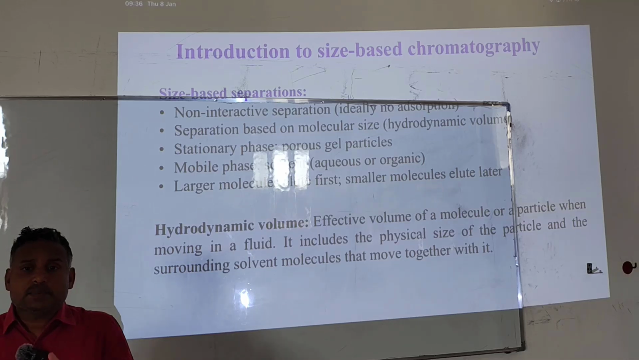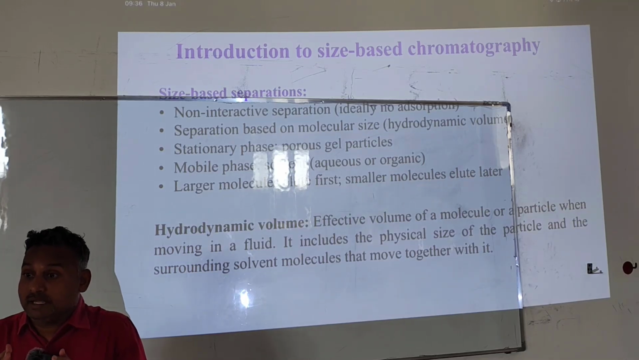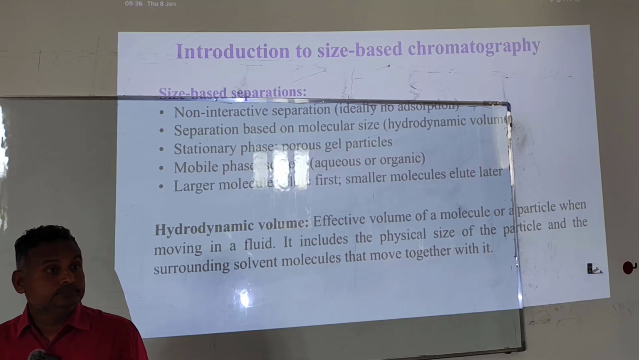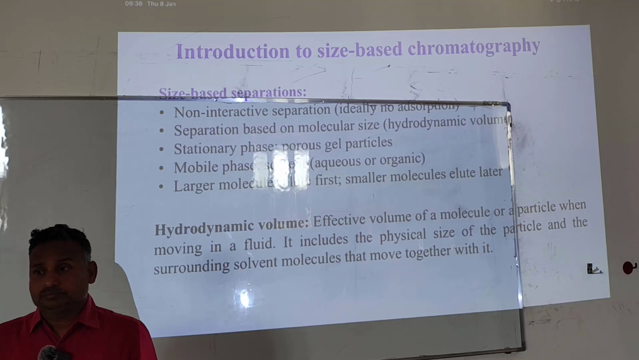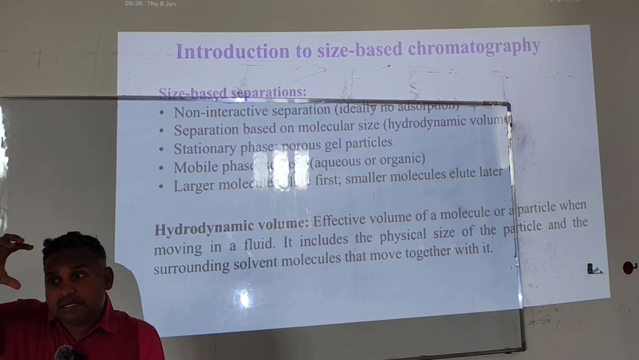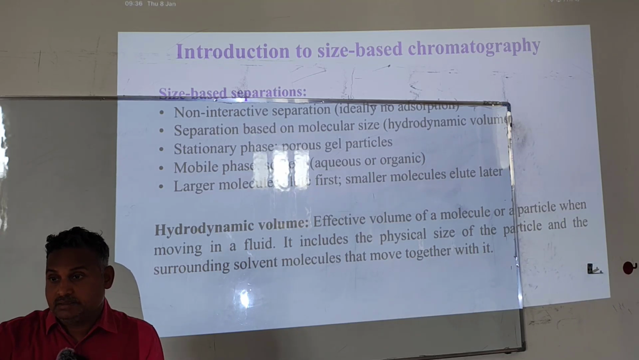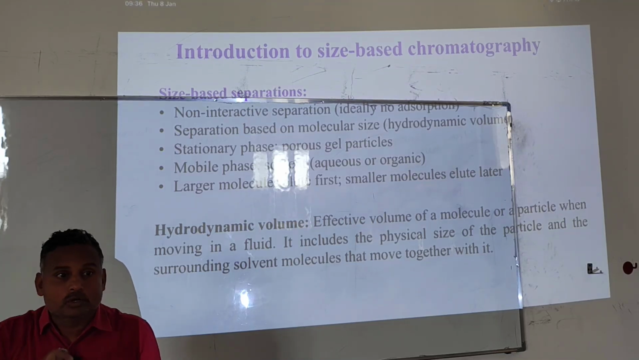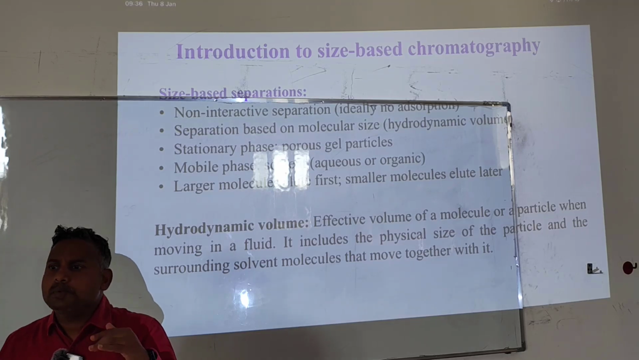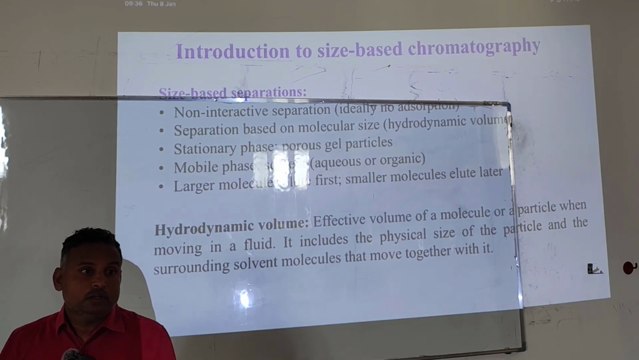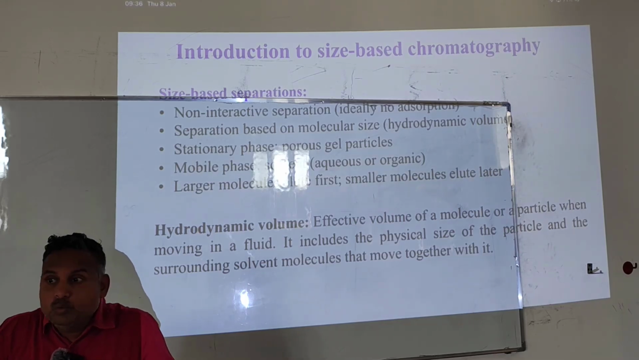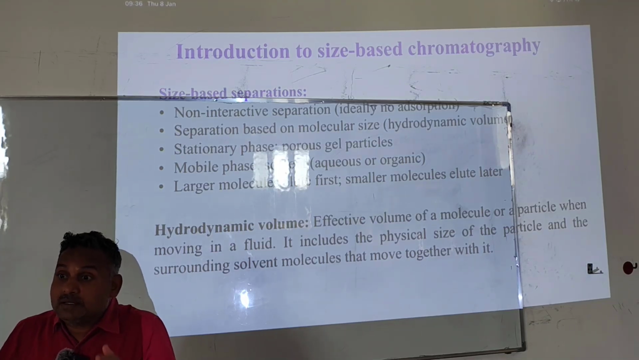That means the separation process depends mainly on the size. That means the molecules which are having bigger size will move faster, and the molecules which are having smaller size will move slower. Actually, this is against the natural phenomenon. In the natural phenomenon, usually smaller molecules will run faster, and bigger molecules will run slower.